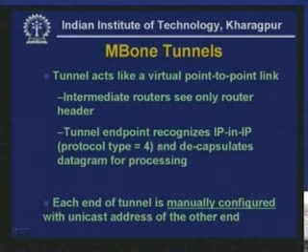Tunnels act like a virtual point to point link. Intermediate routers see only the unicast routing header. Tunnel endpoints recognize IP in IP, protocol type equal to 4, and decapsulate the datagram for processing. Each end of the tunnel is manually configured with the unicast address of the other end. So this is what you have to do. This was done to implement multicasting in an environment and try it out.